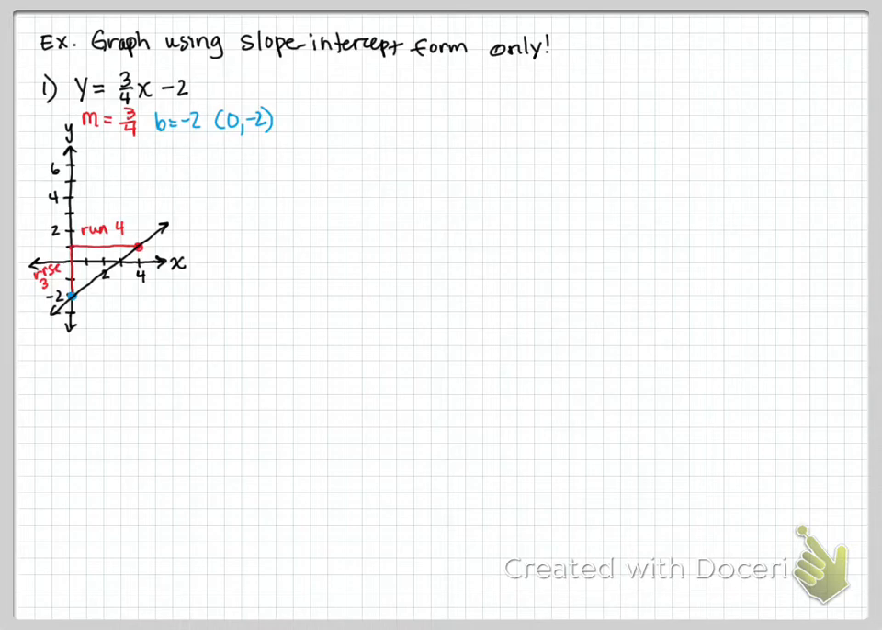Okay, let's try another one. We've got 3x plus 2y equals 6. So the problem here is it's not in slope-intercept form. So that's what we need to do. I'm going to write myself a little note: solve into slope-intercept form.